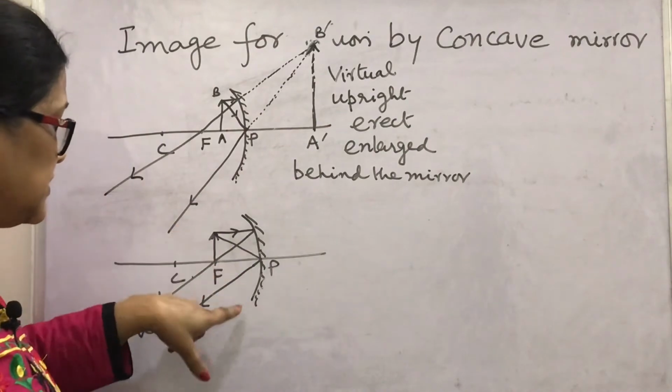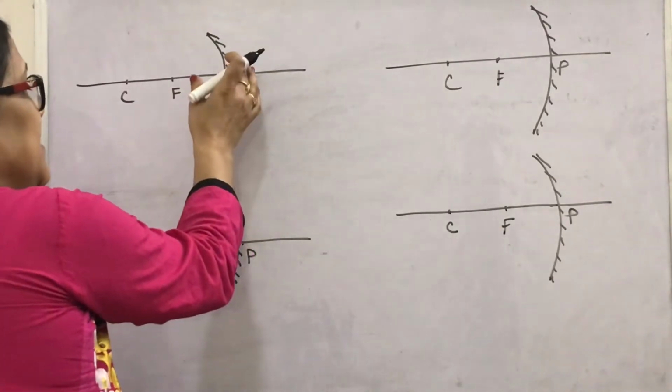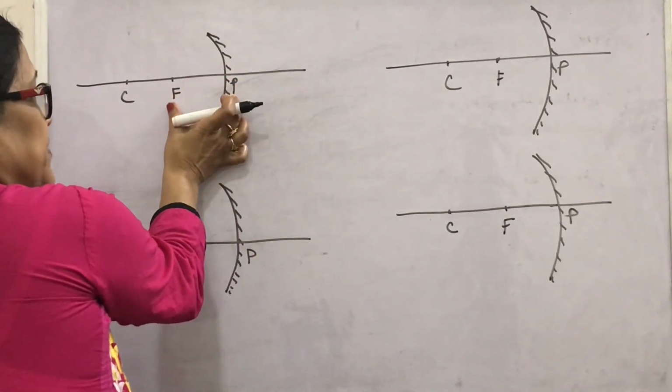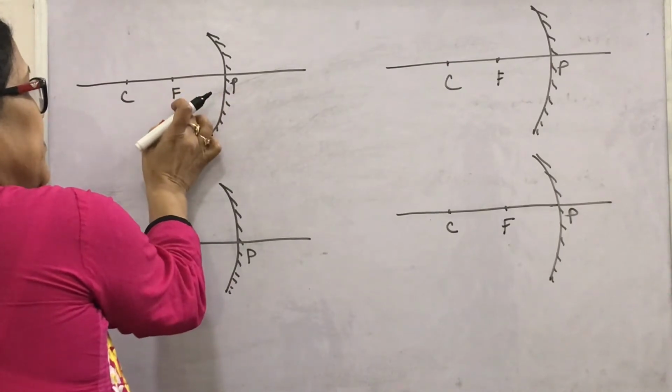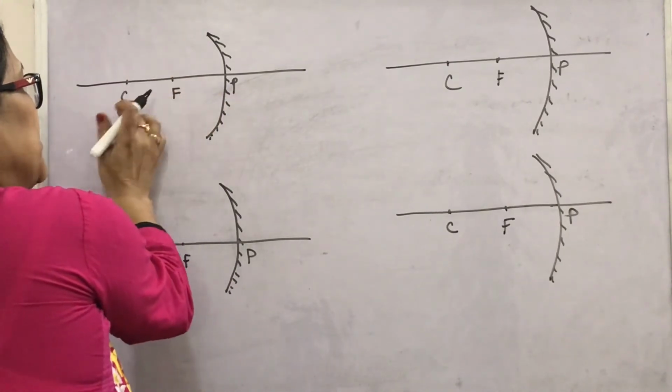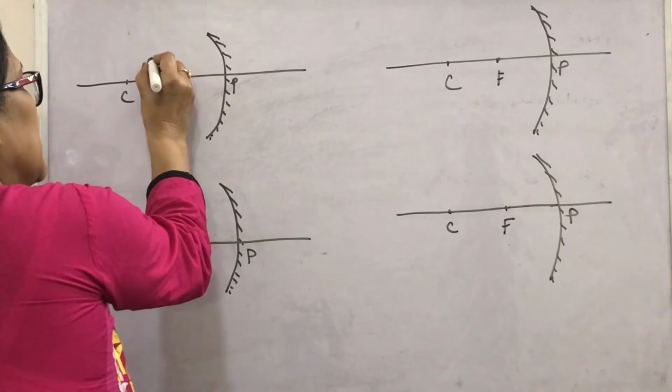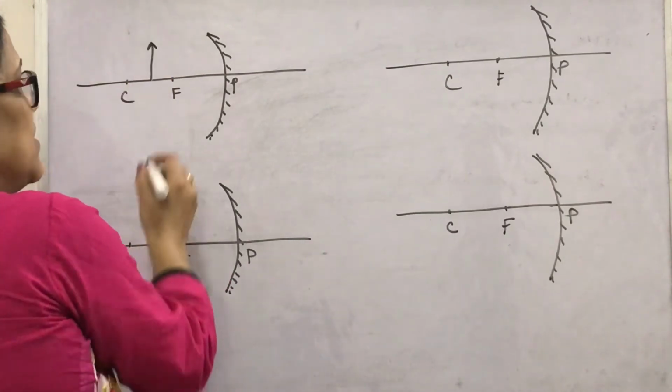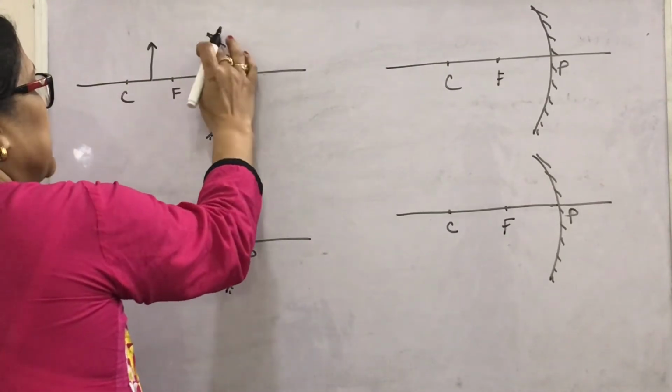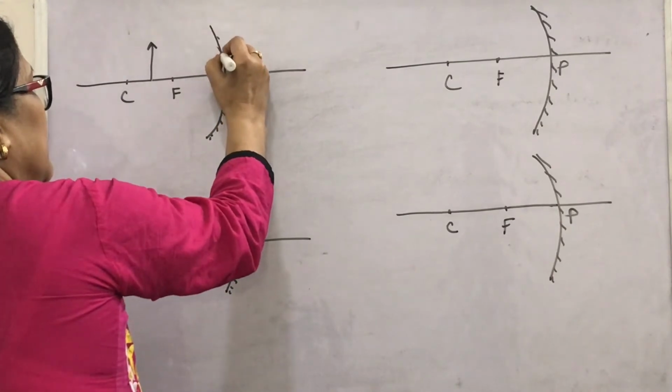Look, this is the ray diagram. Now we have seen that the object was placed first between pole and focus, then at focus. Now where will you put the object? Between focus and center of curvature. Now this is the object, as per the first ray.